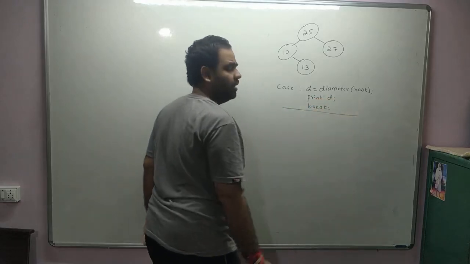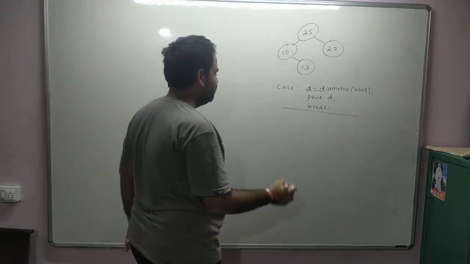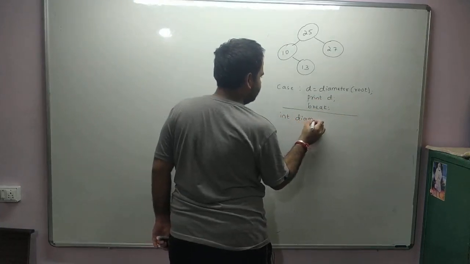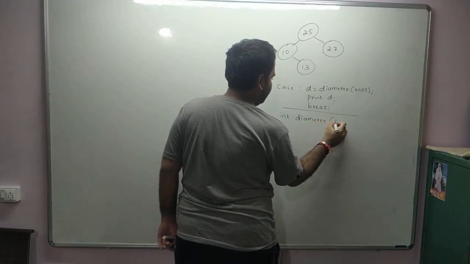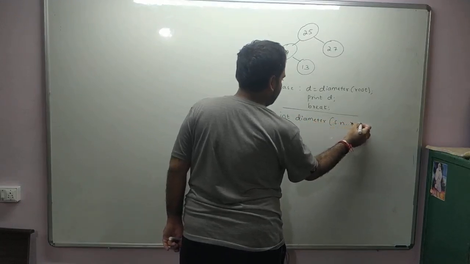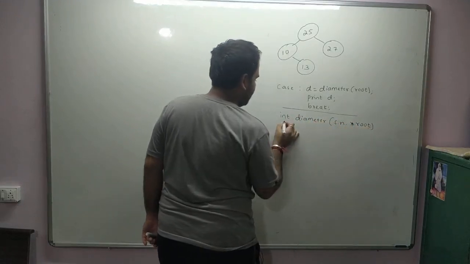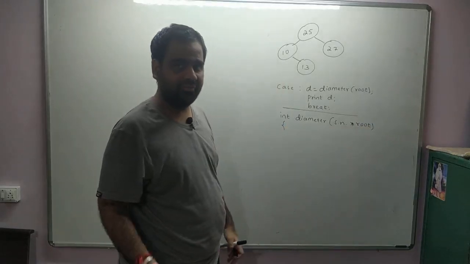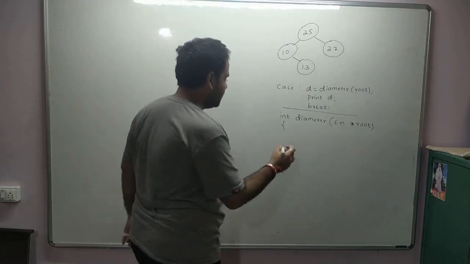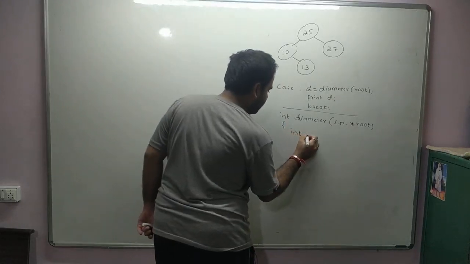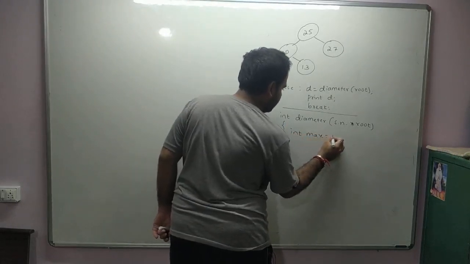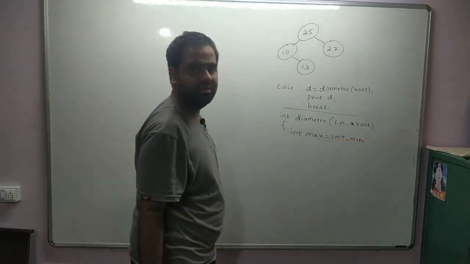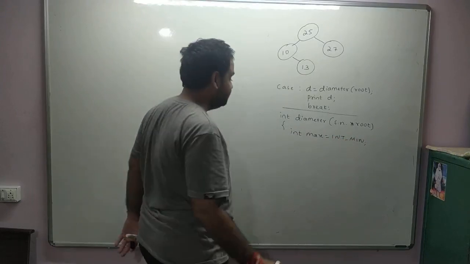Now how do you compute the diameter of the tree? We say int diameter, and we need the root of the binary tree. Internally we pass the address of a local variable, that's the wrapper function I mentioned in the previous class. Here I say int max is equal to int min. What is this int min? Int min is nothing but minus infinity.